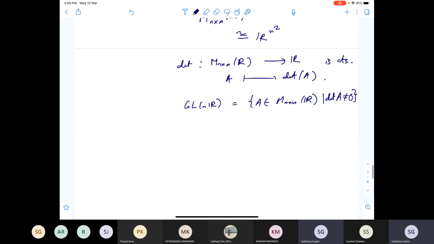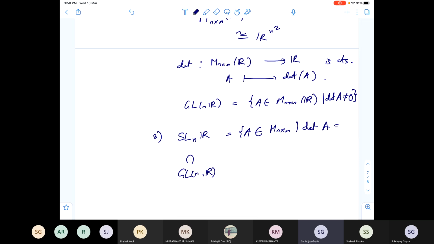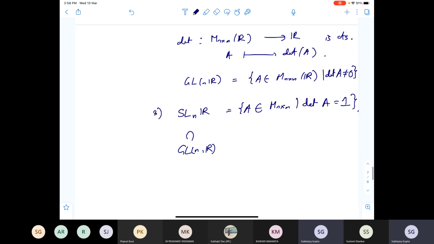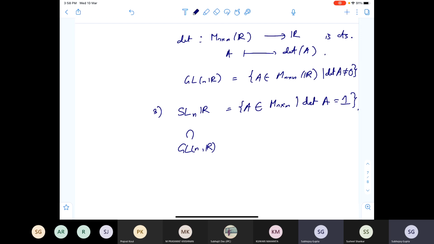Here's another example. SL_n(R), let me write, sometimes written like this. It's a subset of GL_n(R) where you're looking at matrices with determinant 1. Okay, and why is this a manifold? Well, so this is a manifold.